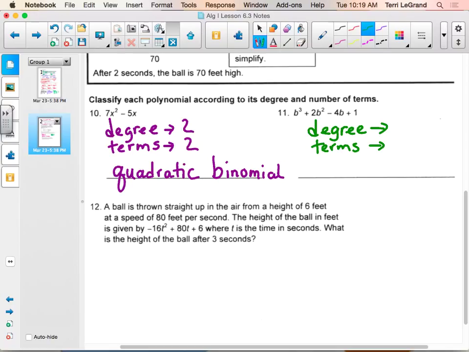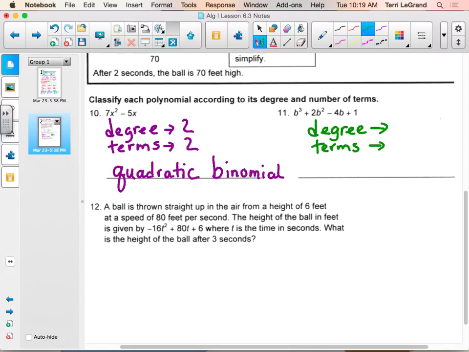Reminder, don't just automatically look at the first term and say that's going to be the degree of the polynomial unless it is in standard form. The only time you can say this is the degree of the polynomial is the first term's degree is when it is in standard form. It's the only time you can get away with that. Okay, so what's its degree?